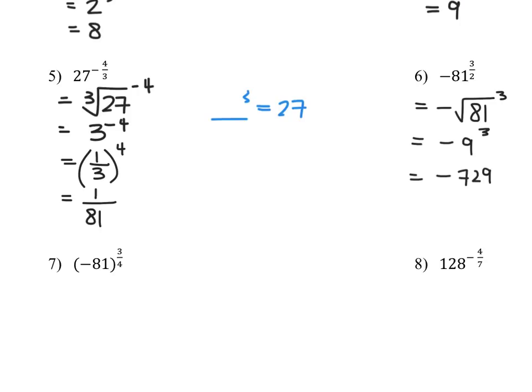Okay, number 7. In this case, look at the placement of the brackets. Brackets around the negative 81. So this is going to give us the 4th root of negative 81, cubed. Going back to the previous page of notes, remember what we said. When the index is an even number, the radicand has to be positive. So in this case, the index is even, but the radicand is negative. This means that you're going to have no real solutions.